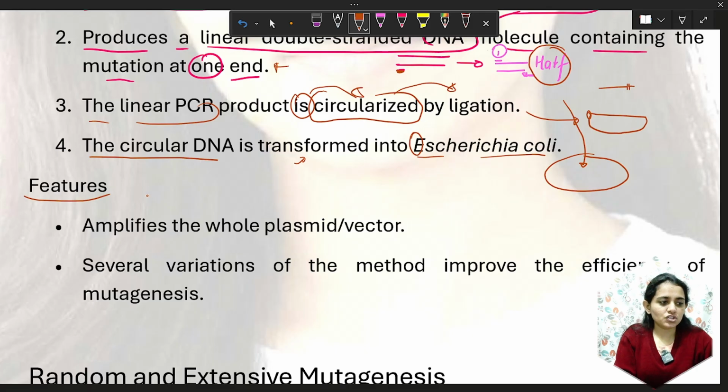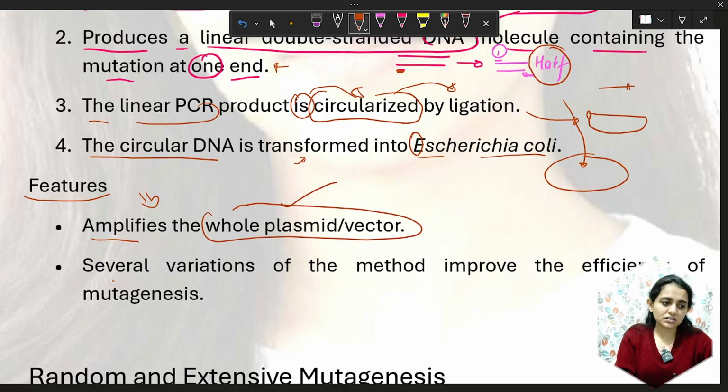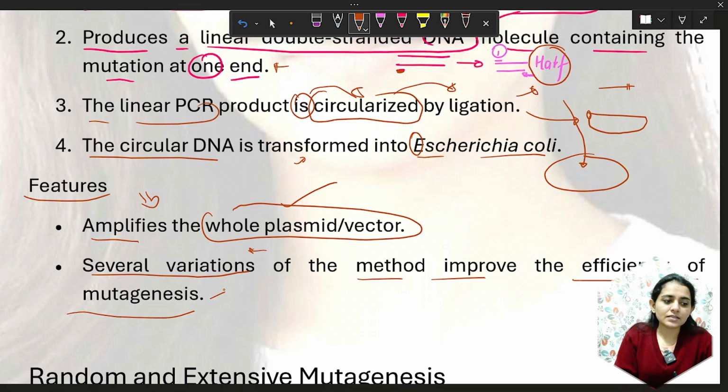So what is the feature of this inverse PCR? It amplifies the whole plasmid vector. Yes, and there are several variations, because with many cycles of PCR we get many strands which are mutated, which are not wild type. So this method improves the efficiency of the mutagenesis. By the amplification, by copying the mutations, we get many mutants here. This is all about the inverse PCR.